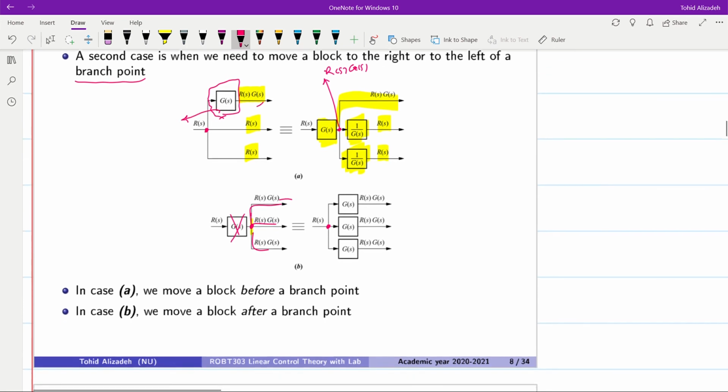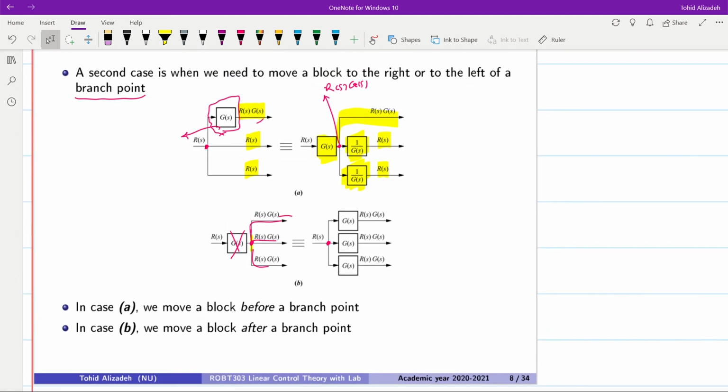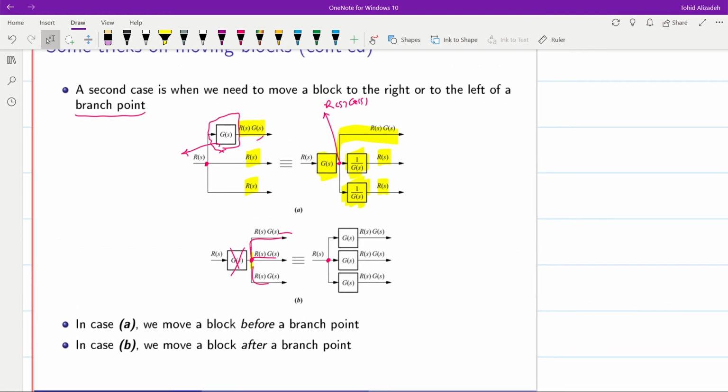Alright, so in this way you can see that it's possible indeed to move the blocks or the systems before and after the summing points, summing junctions, and the branch points. And these techniques will be useful when we want to simplify a given block diagram system into one that we, let's say, are comfortable to work with. We will see examples later, and you will see that these techniques will be useful.